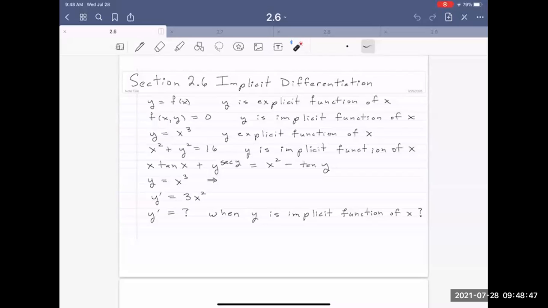Somehow, y here does depend on x. We just don't know exactly how it depends on x. It's some relationship, some rule. So if I write y equal x cubed, then we say that y is an explicit function of x. But if I write x squared plus y squared equals 16, then y here is an implicit function of x.